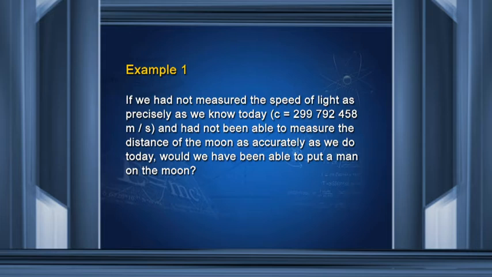Look at this example. Just think, if we had not measured the speed of light as precisely as we know today, 299,792,458 meters per second, and had not been able to measure the distance of the moon as accurately as we do today, would we have been able to put a man on the moon?